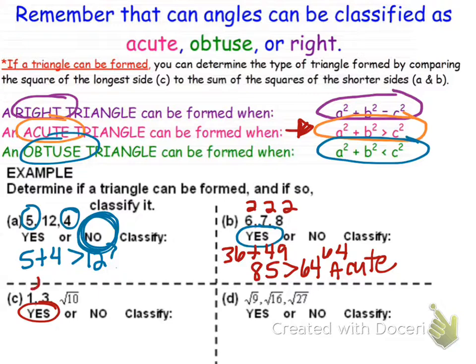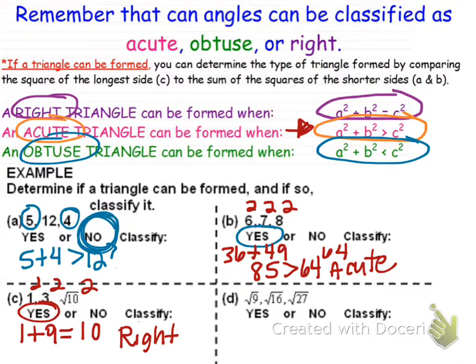So now I'm going to square these numbers. So 1 squared is 1, plus 3 squared is 9, and the square root of 10 times the square root of 10 is 10. And 1 plus 9 equals 10, so this is a right triangle.